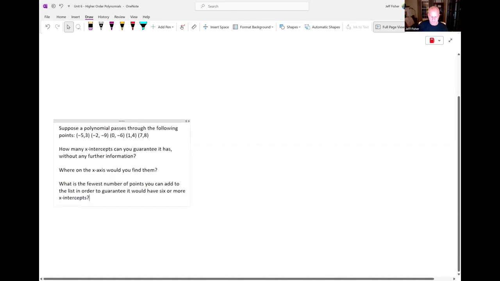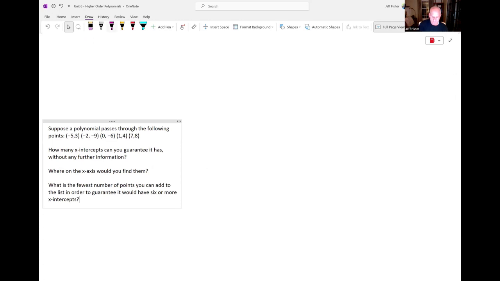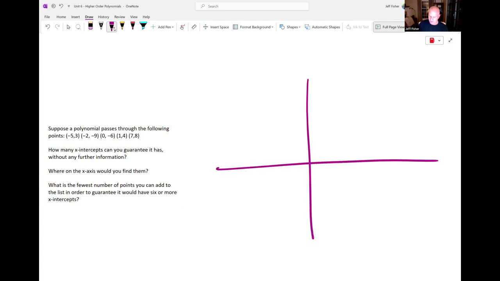Suppose a polynomial passes through the following points. It passes through 5, -5. It passes through -5, 3. So there's -5, and there's 3. So it passes through there. It passes through -2 and -9.